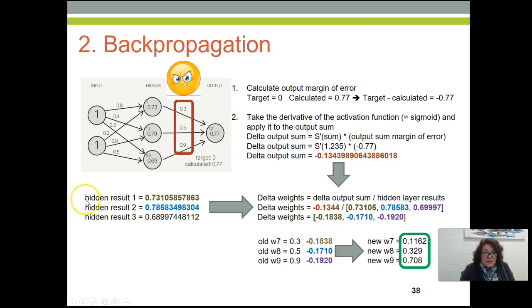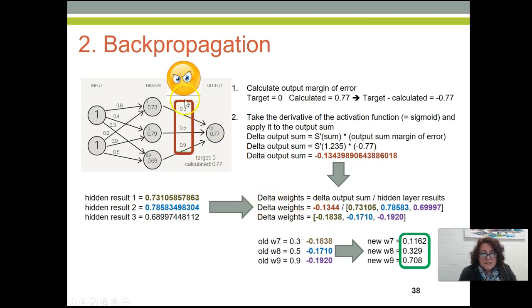Now we can adjust our weights. We know that the hidden result here of our first node is 0.73. The hidden result of node 2 is 0.79, and the hidden result of our third node is 0.69, thereabouts. So with this information, we can calculate the amount by which we need to adjust our weights.